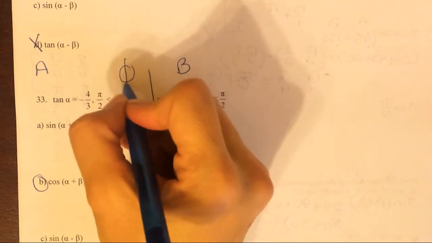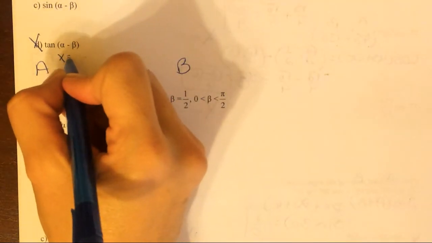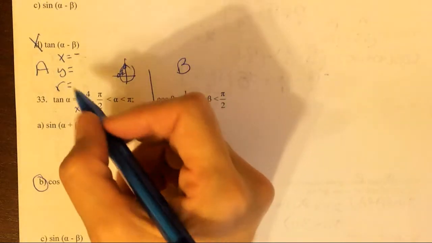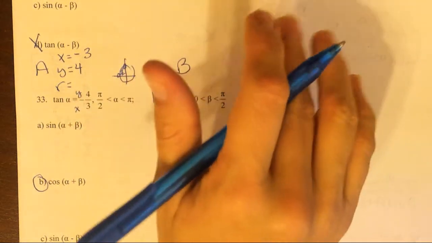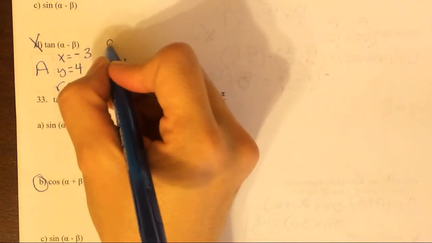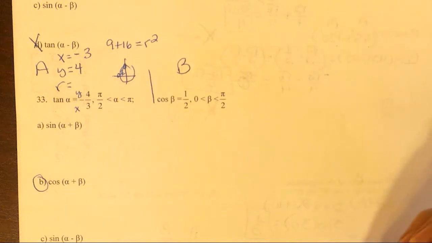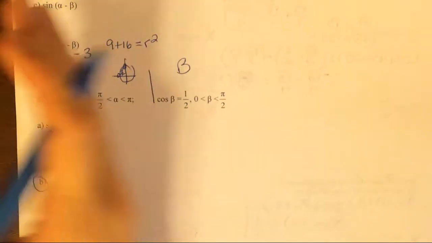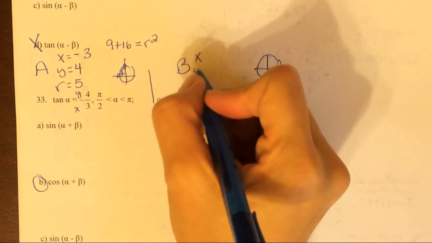They tell me my quadrant. They tell me to mark pi over 2 at the top and pi over here, which puts me in quadrant 2. Quadrant 2, my x is negative, my y is positive. They gave me tangent, and anytime they give you tangent, they give you the y and the x. So my y is positive 4, my x is negative 3. I'm going to go do x squared plus y squared equals r squared. So x squared plus y squared equals r squared. 9 plus 16 is 25. So 25 equals r squared. So r equals 5. Okay, side A is done. We're going to do side B. So side B, we need an x, a y, and an r.